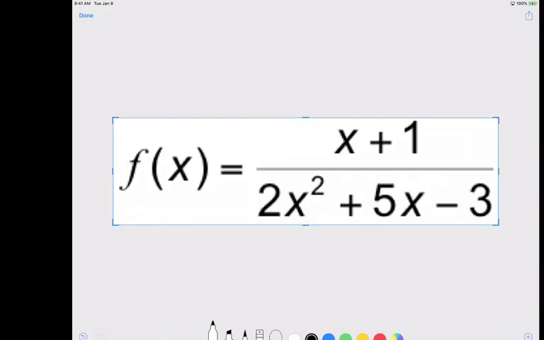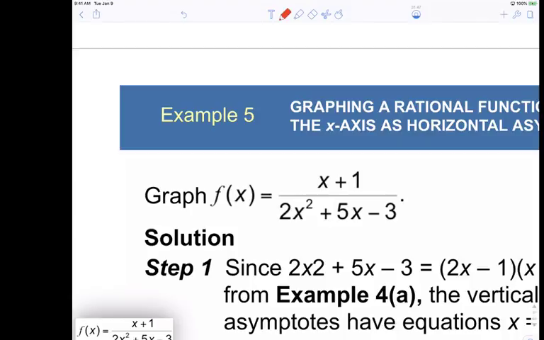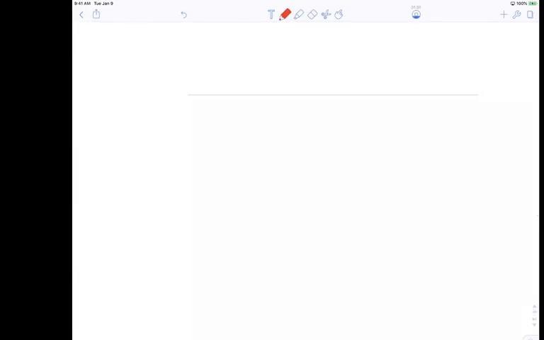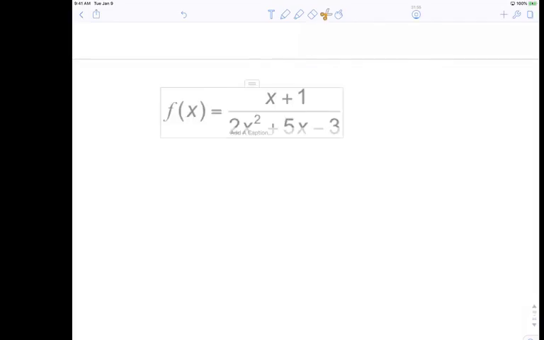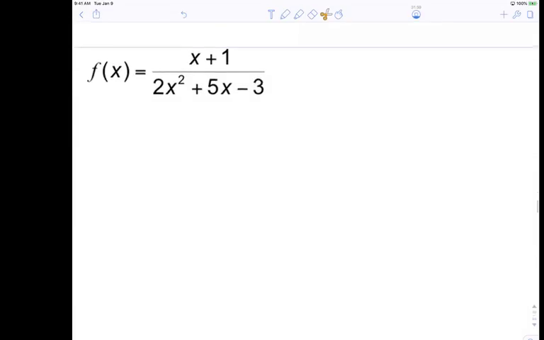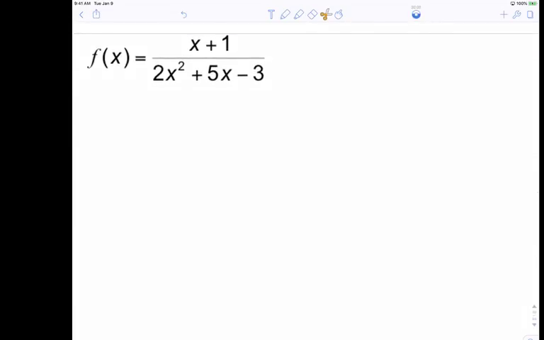So we'll do this one. We're going to take it, drop it here, cut, and start here. Paste. Okay, first order of business, let's look at some intercepts. Oh, I have to charge my pen. Give me a moment.